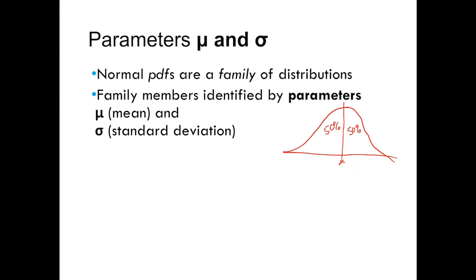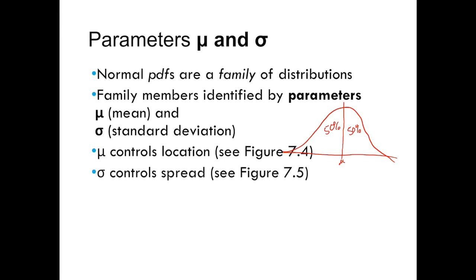Other things we should know about the parameters that we've already talked about are the 68, 95, 99.7 rule and Chebyshev's rule. Chebyshev's rule, remember, is only used when the distribution is not symmetrical, and we're really only going to be focusing on the 68, 95, and 99.7 rule. Mu controls the location of the center, as we'll show in the next figure, and the standard deviation controls the spread.